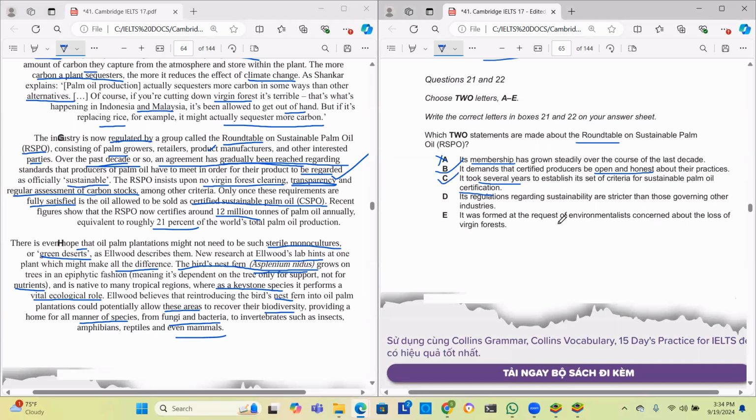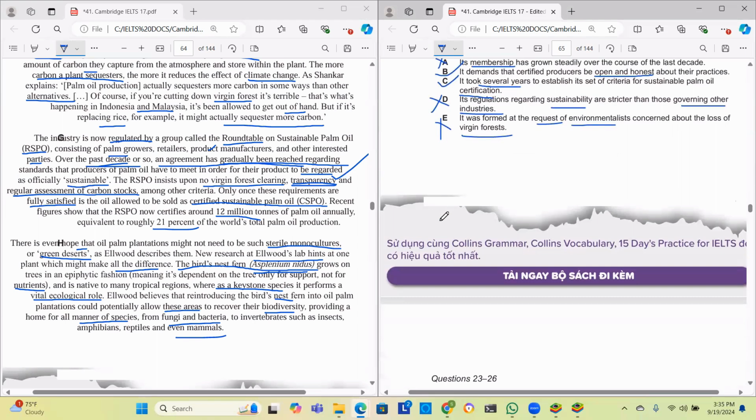I think we got the answers B and C, but let us read D as well. Its regulations regarding sustainability are stricter than those governing other industries. Now here we did not read about any other industries, guys. In this paragraph, he talks only about RSPO. So D is not given. Then E: it was formed at the request of environmentalists concerned about the loss of virgin forests. In the paragraph, nothing was given that it was formed at the request of environmentalists. Nowhere did we read that. So B and C should be our answers.